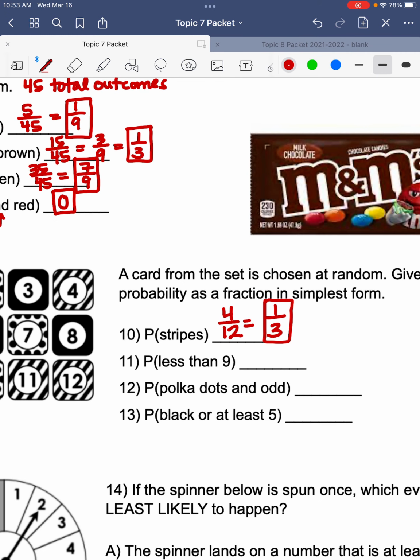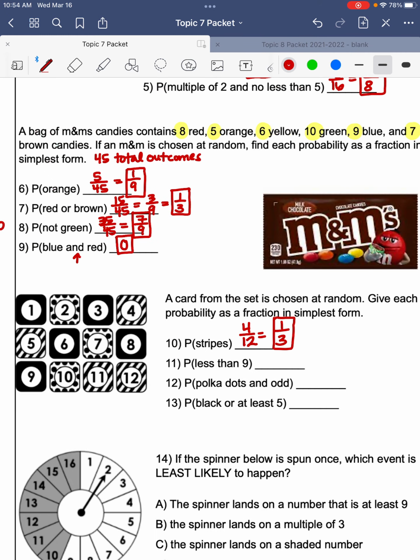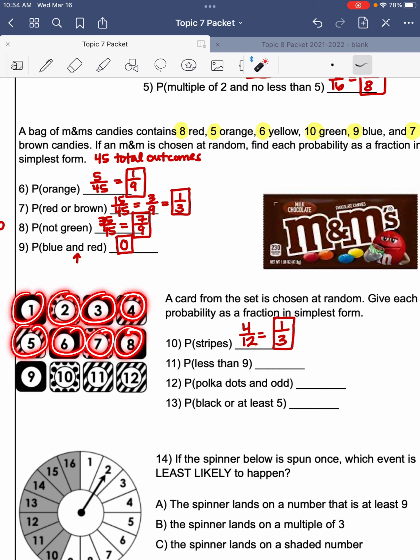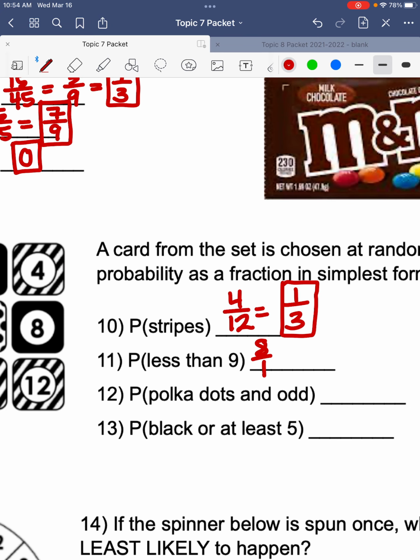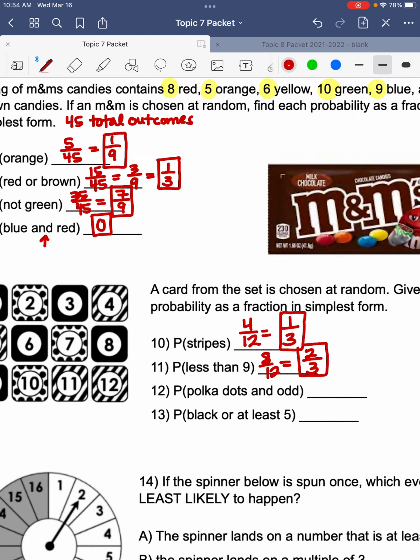Now 11, the probability of it being a card that is less than 9. That means that 9 is not included, so it's lower than 9. So we're talking about 1 through 8. So 1, 2, 3, 4, 5, 6, 7, and 8. That's 8 out of how many? Well, 12. Does that reduce? I know 4 goes into both of those. So 8 divided by 4 is 2, and 12 divided by 4 is 3. So 2/3 is my answer.